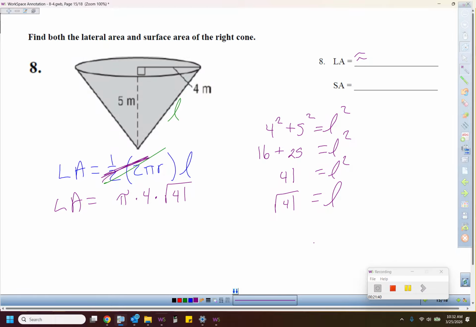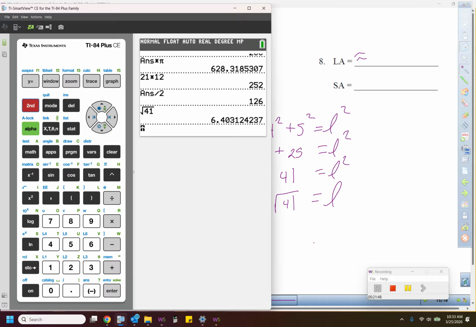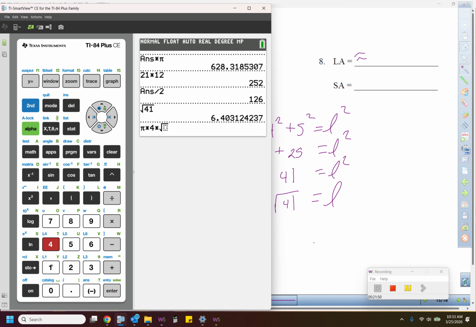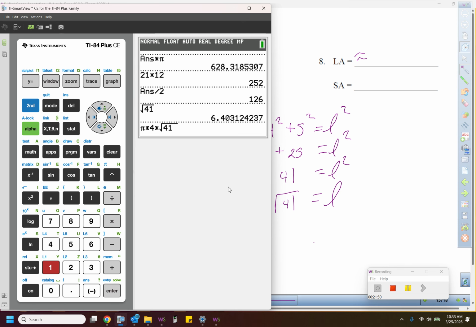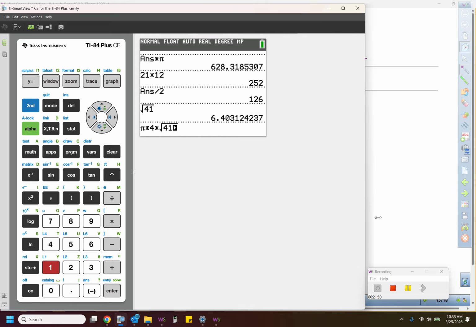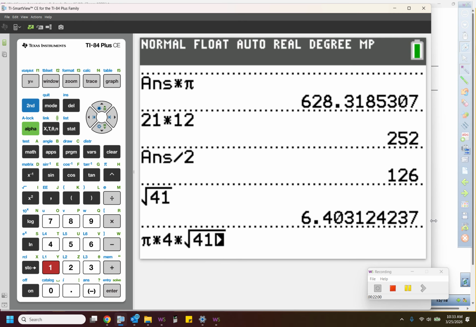So we take the pi times the 4 times the square root of 41 using the exact values from our calculator. Pi times 4 times the square root of 41. Like you see, sorry, thought I had it blown up. But none of that has been rounded off, right? Those are all the exact values. And just hit equals.